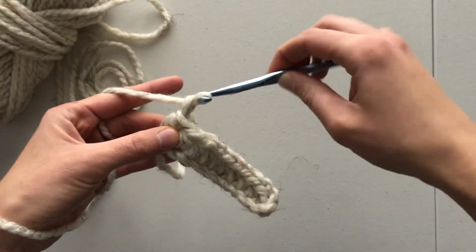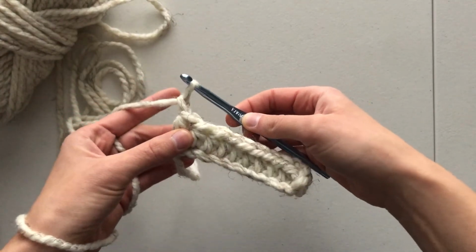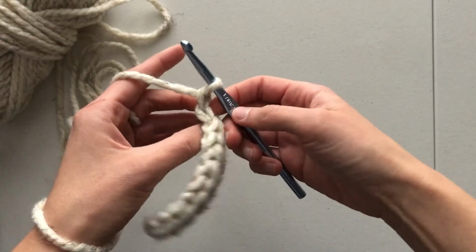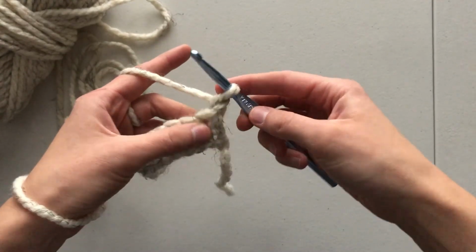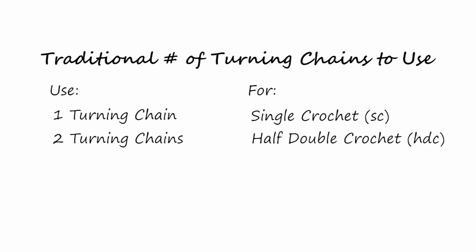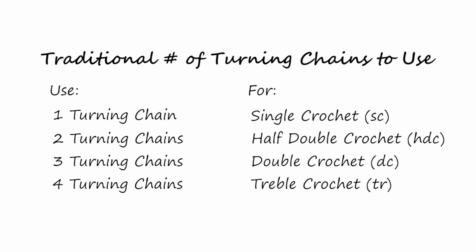So let me recap what we covered in this video because it was kind of a lot and I jumped around a little bit. A turning chain is the number of chain stitches used at the end of a row or round that begins the next row or round because it creates height to continue the row of stitches. Now we use a certain number of turning chains for the 4 basic stitches and they do differ. Traditionally you'll use 1 turning chain for single crochet, 2 turning chains for half double crochet, 3 turning chains for double crochet, and 4 chains for treble crochet.